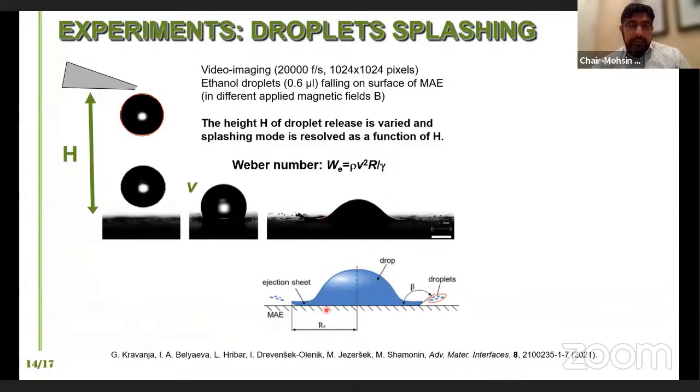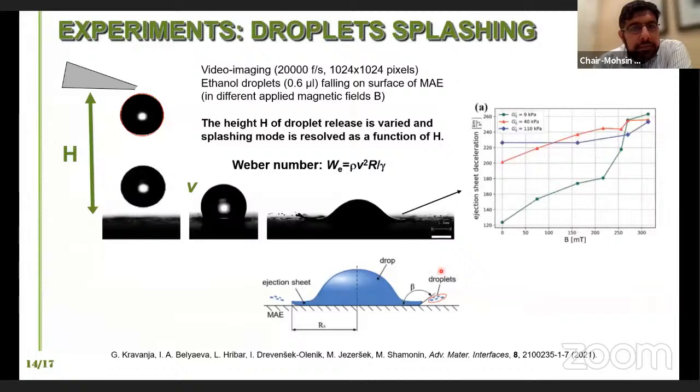And we were observing how the ejection sheet increases in size as a function of time and as a function of magnetic field, and also whether there are some secondary droplets which produce splashing of the liquid over the surface. The first effect we observed was that the ejection sheet deceleration changes drastically with magnetic field. We have nearly a factor of 2 larger deceleration in the 300 millitesla magnetic field.